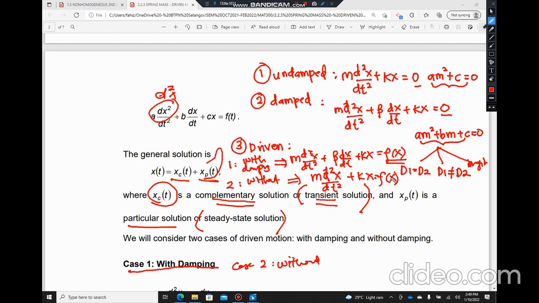So kesimpulan dia kita ada 3 jenis motion, undamped, damped dengan driven. Undamped dengan damped ni adalah homogeneous, tapi driven adalah non-homogeneous. Undamped dia tak ada beta ataupun tak ada damping. Kalau damped dia ada damping force. And then driven ni ada yang with damping, ada yang without damping. Tapi sebelah kanan dia adalah non-homogeneous differential equation. Yang ni dia boleh ada dua-dua case, case 1 dan case 2.